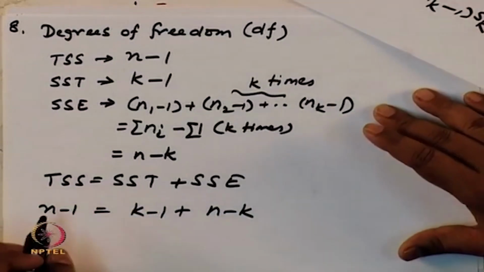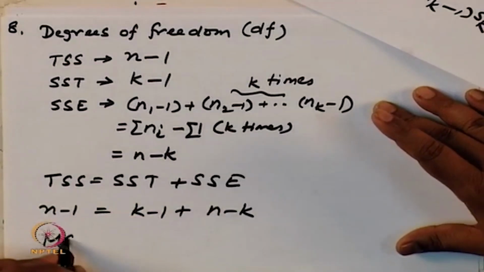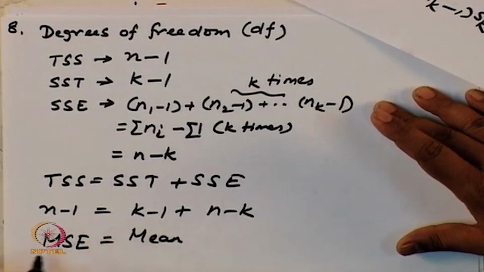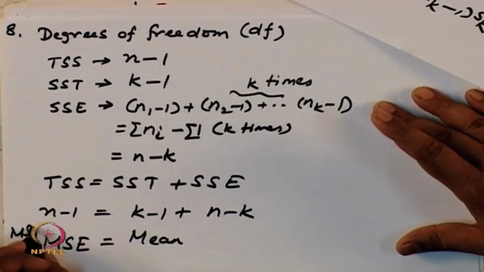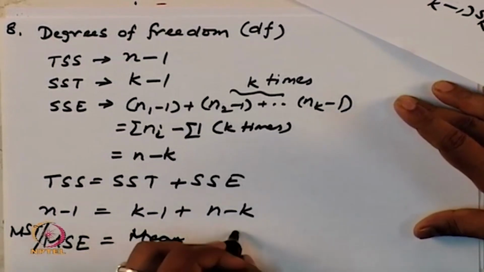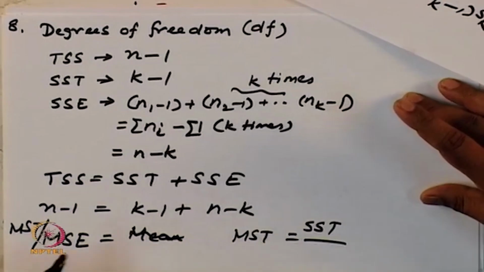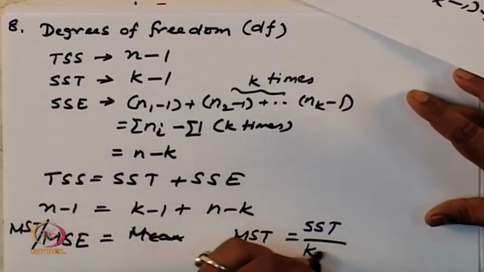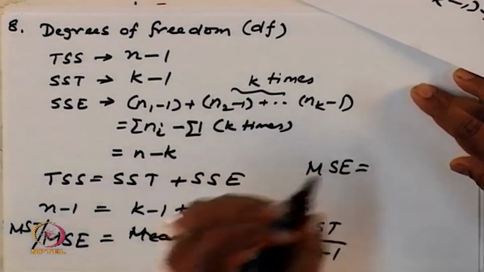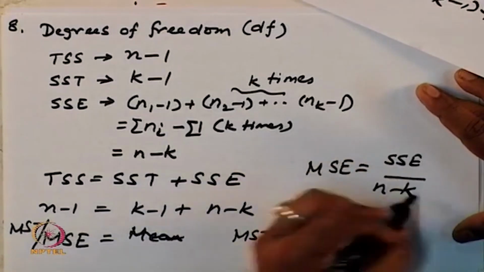And corresponding to these terms, you can define the mean squares: MST, mean square for treatments, and MSE, mean square for error. MST is defined as SST by its degrees of freedom, that is SST by k minus 1, and MSE is given by SSE by n minus k.